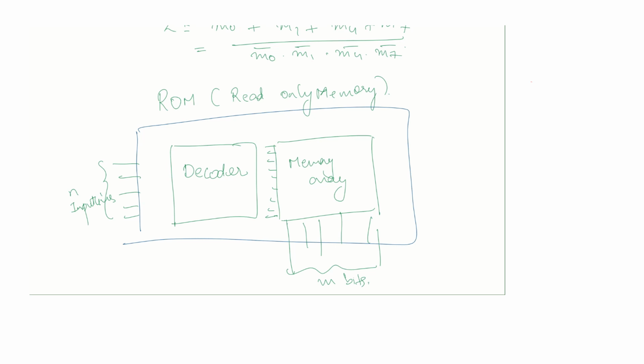There will be m outputs, and the total number of rows would be equal to 2 raised to n. So this will become a 2 raised to n by m bits memory array size.